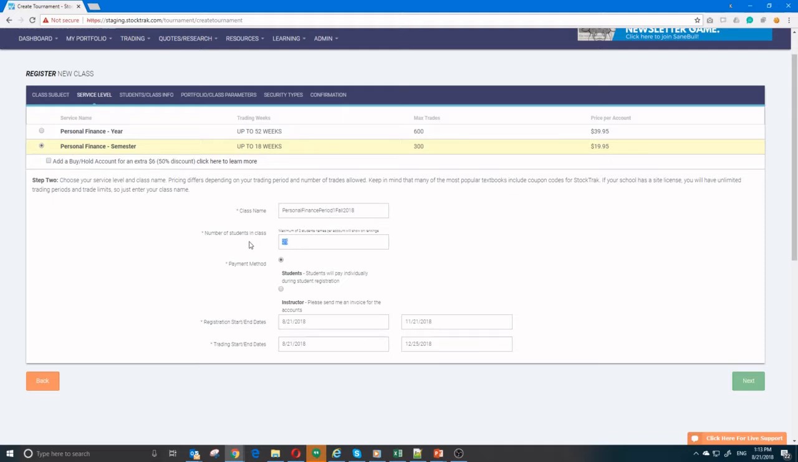And next, put the number of students in your class. The number of students in your class doesn't actually impact your class at all. This is just kind of for our reference. So when we say we've helped 5 million students, this is kind of how we know that.